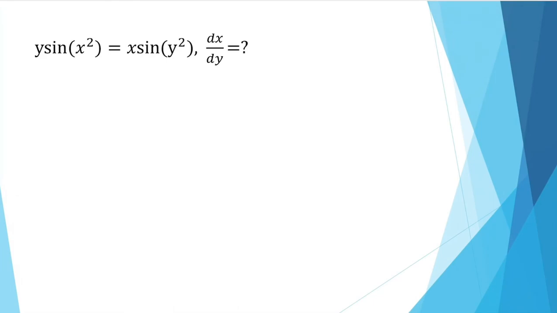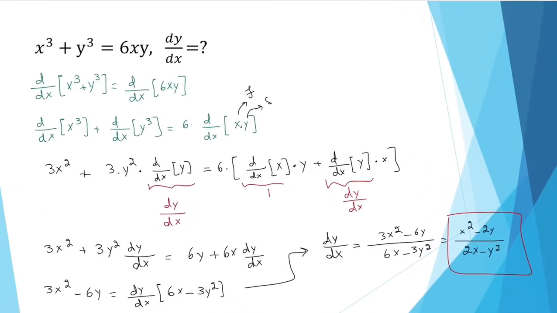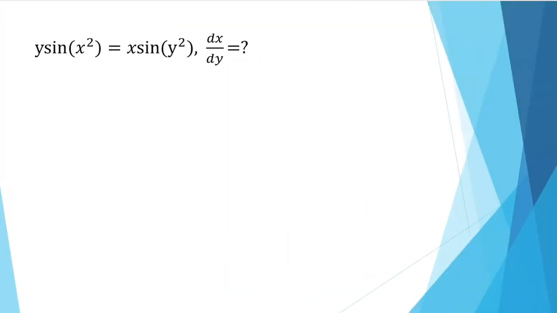The next example that we have is a product on the left between y and sine of x squared, and another product on the right between x and sine of y squared. And this time we are trying to find the derivative of x with respect to y. The variable of respect is y here, as opposed to x, which was in the previous case. So again, the same way, we are going to start by taking the derivative of both sides with respect to what we see in the denominator, which is y in this case.